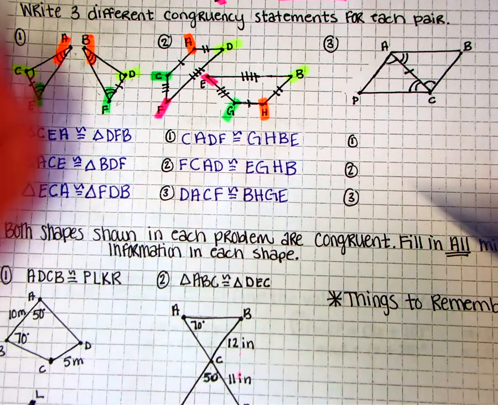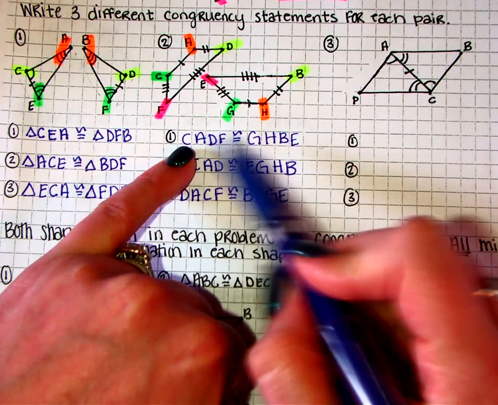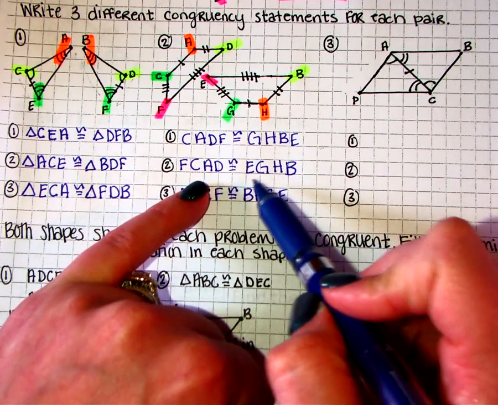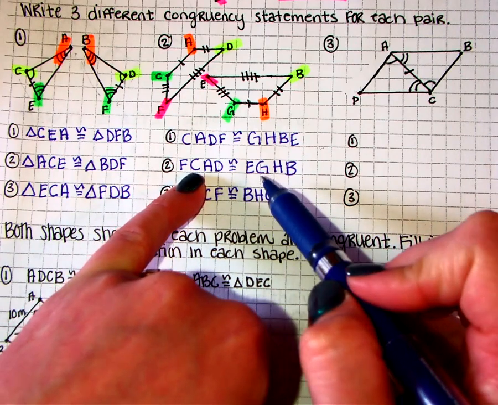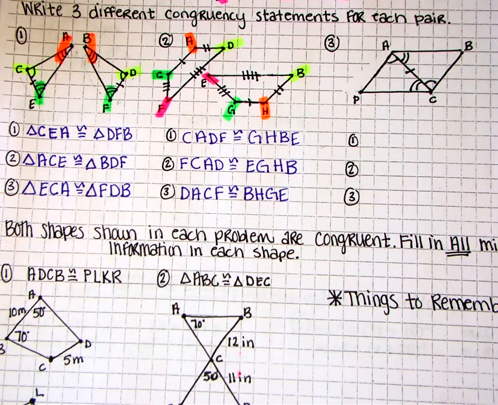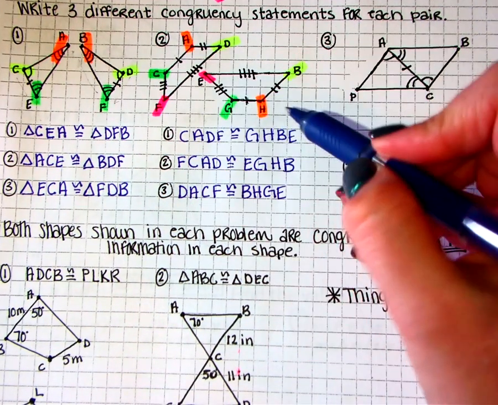Now notice it doesn't matter how we wrote it, but C is first, G is first. That must mean C is congruent to G. If we hop down to our next example, C is second, G is second. C is third, G is third. So notice it doesn't matter the order that I start the first one as long as I follow the same pattern.